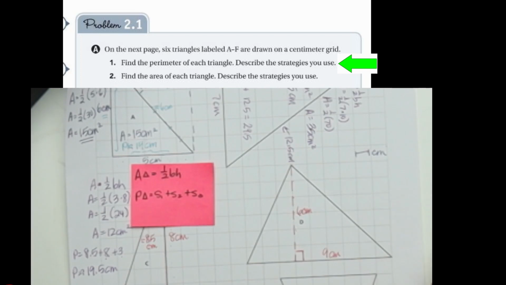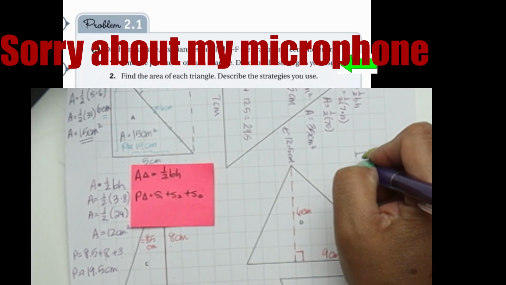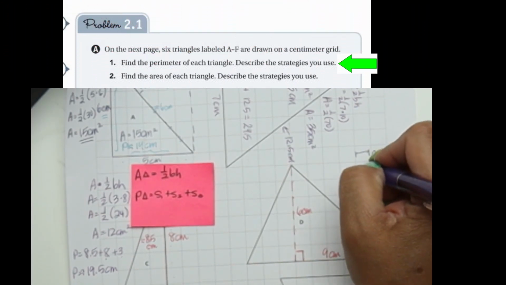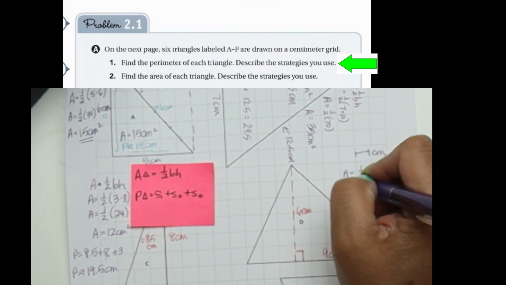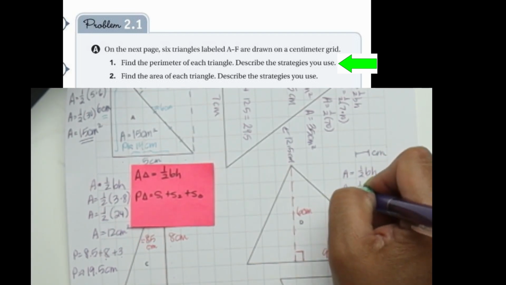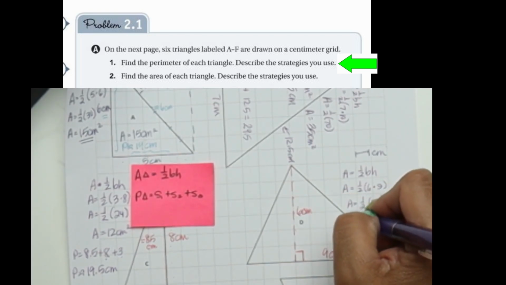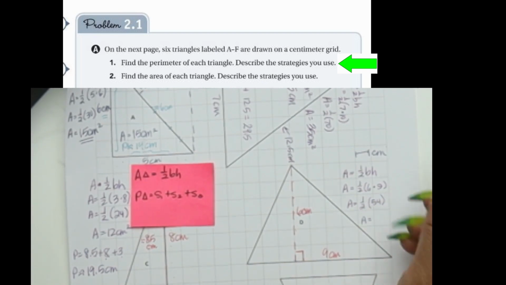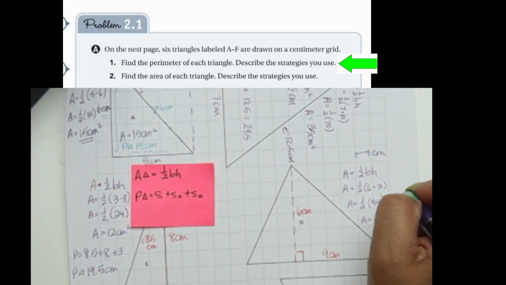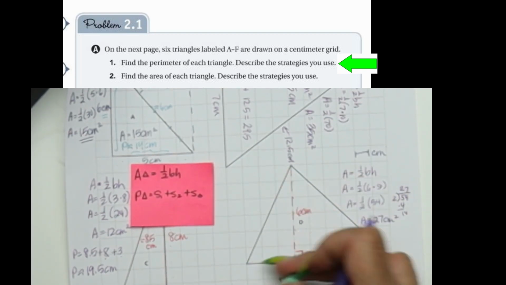So I'm going to find my area. Area equals 1/2 of the base times height. Area equals 1/2 of 6 times 9. Area equals 1/2 of 54. So 54 divided by 2, I'm going to need some scratch paper here to show my work. 27 centimeters squared.